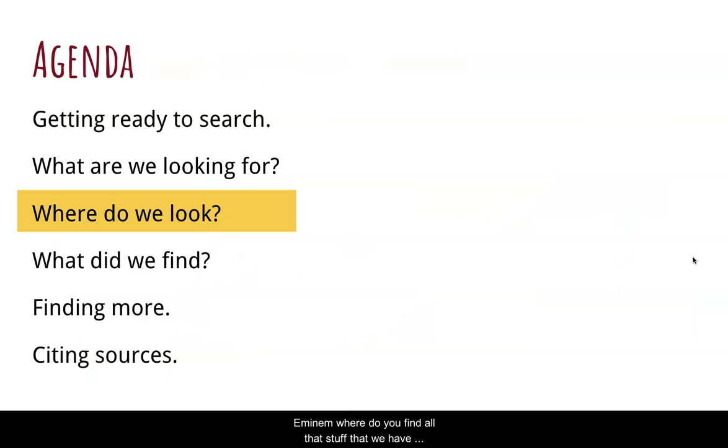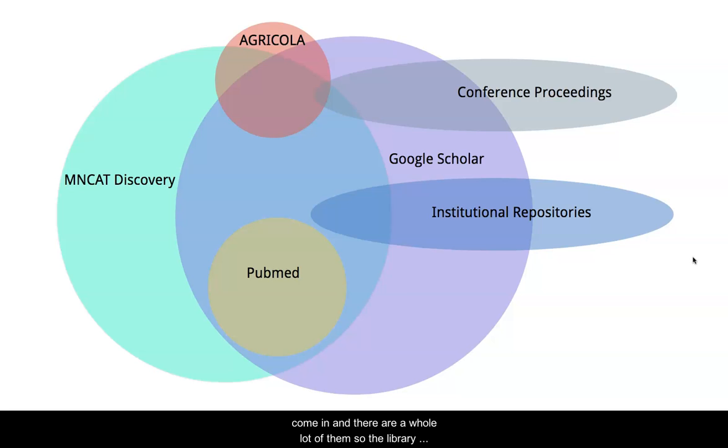And then where do you find all that stuff that we have procured for you? That's where our library databases come in, and there are a whole lot of them. So the library website, which on here is the bubble labeled BinCat Discovery, combines a whole bunch of our article databases. It also includes books and DVDs and anything you can find in our libraries and our ebooks, a whole bunch of stuff in there. And then we have some more subject-specific databases like, say, PubMed or Agricola. CAB Abstracts is one that we'll look at for this class.